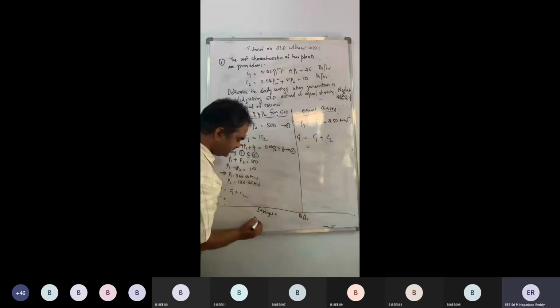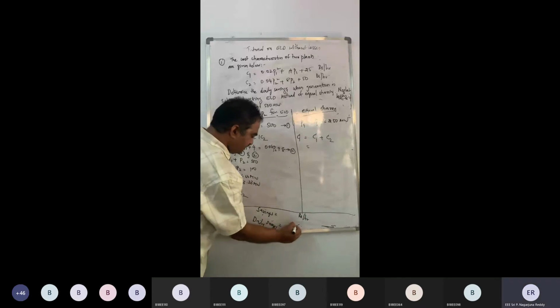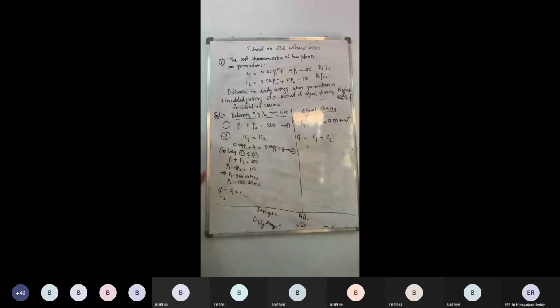If I want daily savings, I have to multiply this by 24 hours, because per day I have 24 hours. So can somebody compute the C here and C here for me?